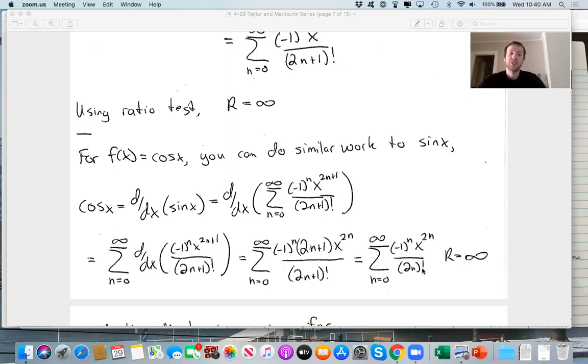So this is kind of similar looking. It's alternating, but it only uses the even powers, which again kind of makes sense. Cosine is an even function, so it only has even powers in its Taylor series.